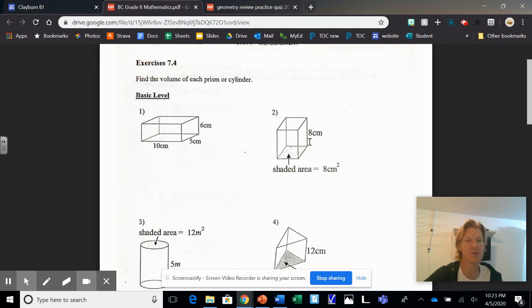Volume is always in cubed. I think I said that for the first one, 300 centimeters cubed. If I didn't, it's always in cubed.